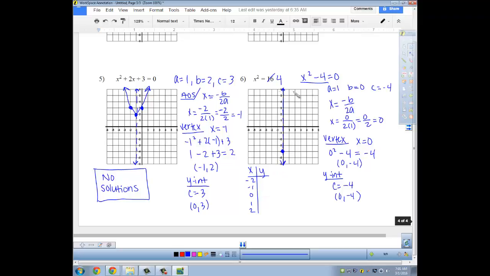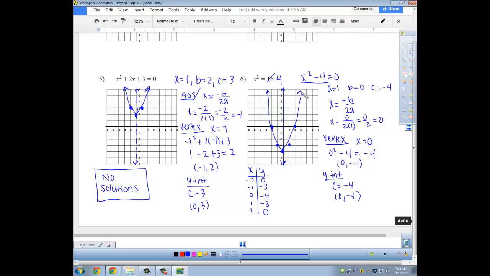So if I plug in negative 2 squared, that's 4. 4 minus 4 is 0. Plug in negative 1. Negative 1 squared is 1. 1 minus 4 is negative 3. Plug in 0. 0 squared minus 4 is negative 4. Plug in 1. 1 squared is 1. 1 minus 4 is negative 3. Plug in 2. 2 squared is 4. 4 minus 4 is 0. So we got negative 2, 0. Negative 1, negative 3. 0, negative 4 already have. 1, negative 3, and 2, 0.